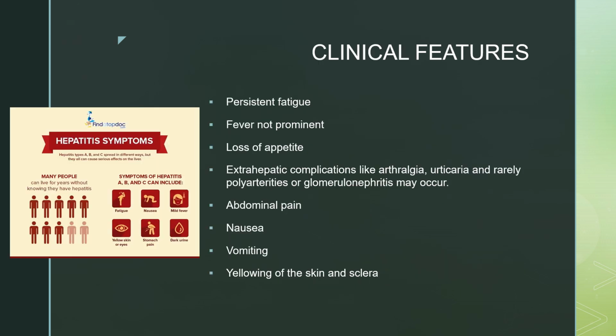Now, what are the clinical features? The clinical features presented by a patient would be persistent fatigue. They might have a not so prominent fever, loss of appetite, extrahepatic complications like arthralgia, urticaria, and rarely polyarteritis or glomerulonephritis may occur, abdominal pain, nausea, vomiting, and yellowing of the skin and sclera.